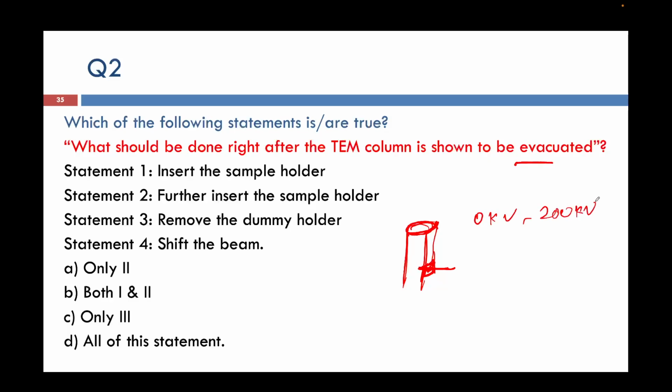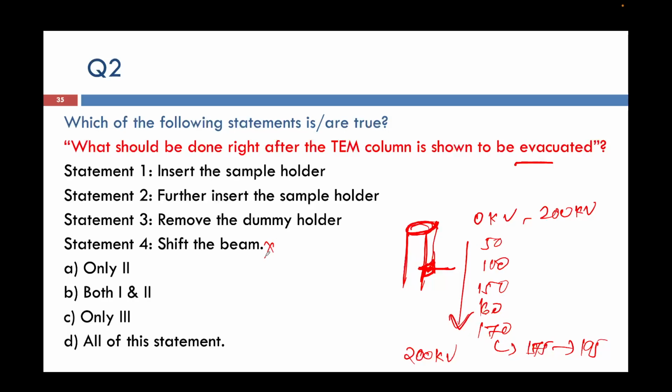We increase it step by step, let's say 50, then 100, then 150, 160, 170, then 75, and all the way we go to 120, 195, then slowly we go in this manner. So we do not open the beam till now. So shift the beam is not the correct answer. Insert the sample holder and further insert the sample holder are not the correct answer. So the option is C.